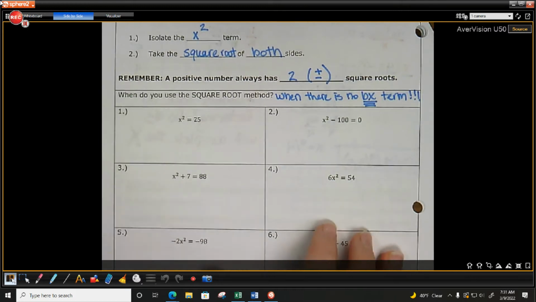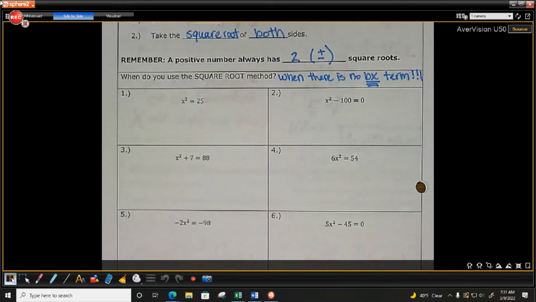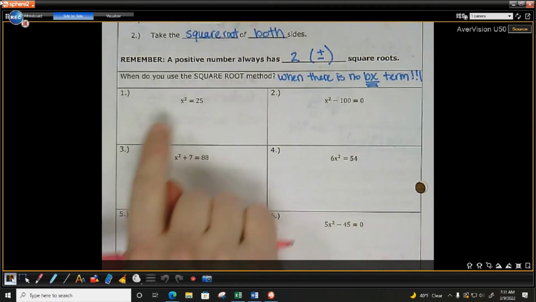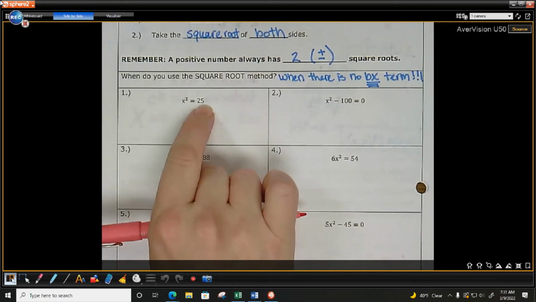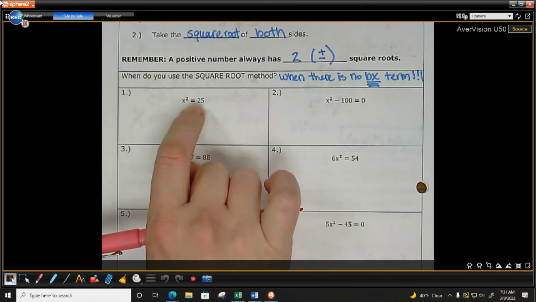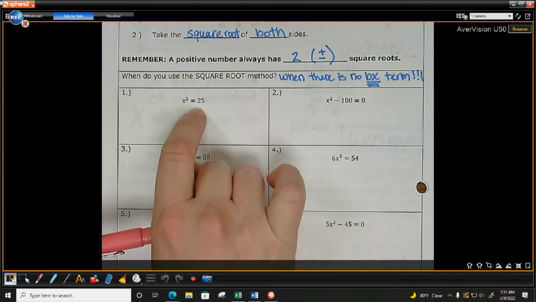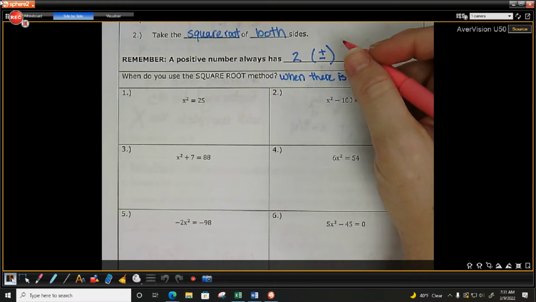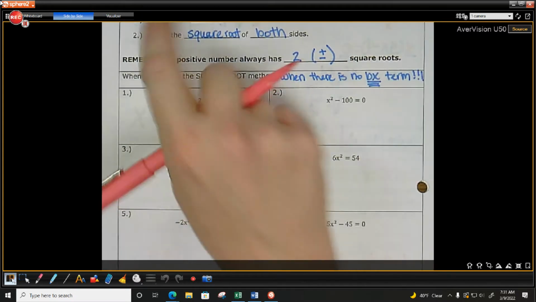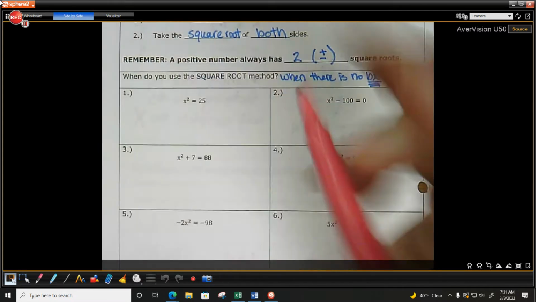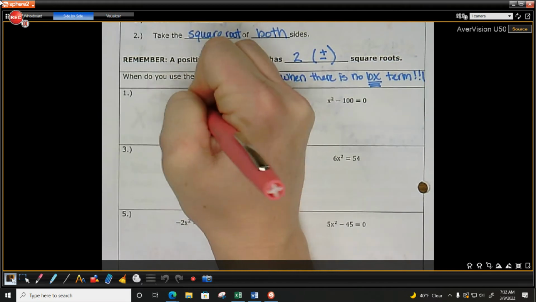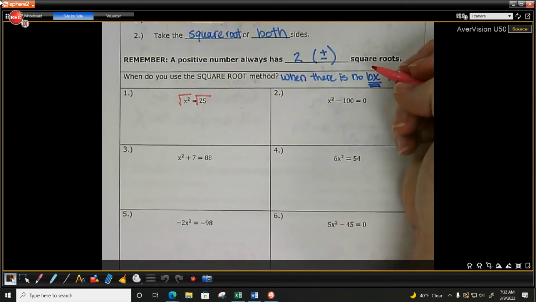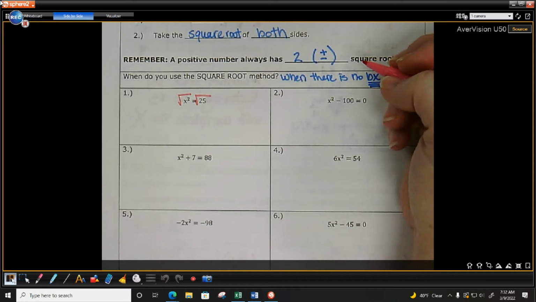Okay? So, looking at this first one, do I have a bx term? No, I only have an x squared term and a constant. So there's no bx term. That lets me know I can use my square root method. Okay? Is the x squared all alone on one side of the equals? Yes. So the first step's already done for me. Step 2 is take the square root of both sides. So put the square root around both sides.